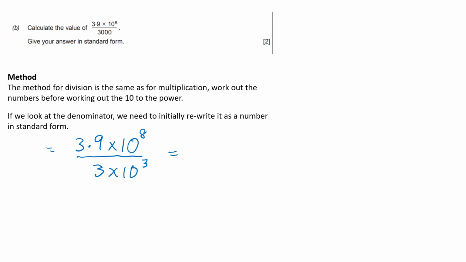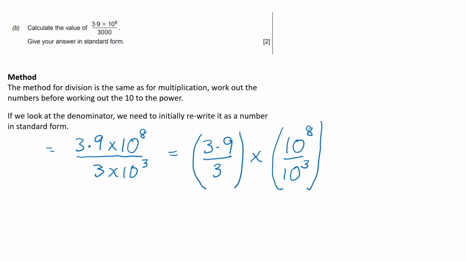We'll work out the numbers. 3.9 divided by 3, and then multiply by 10 to the power of 8 divided by 10 to the power of 3. And again, bracket them off just so that you know I've got to work them out separately, and it just makes it a bit easier. So 3 divides into 3.9 quite nicely. It's 1.3 times 10 to the power of 5. So again, 1 mark for the number, 1.3, and 1 mark for the correct power.